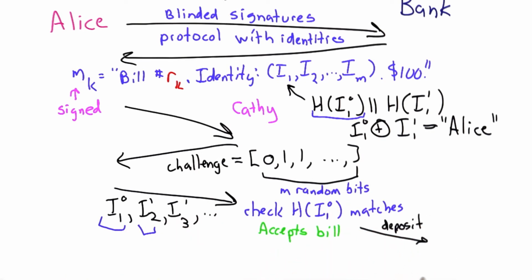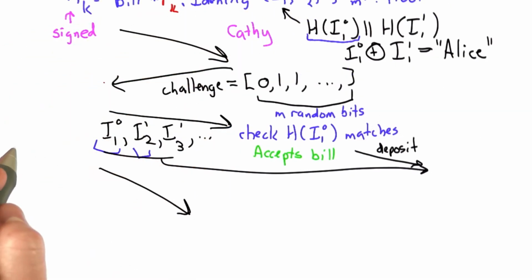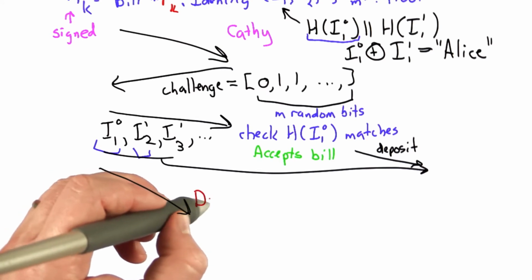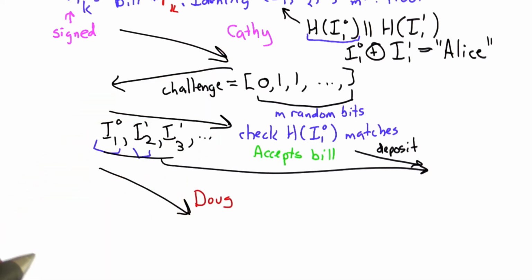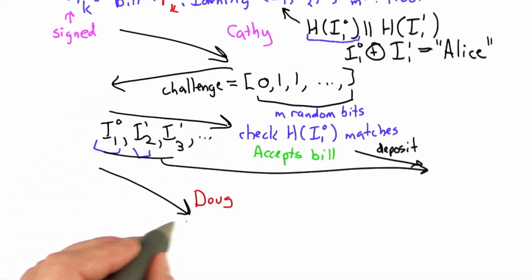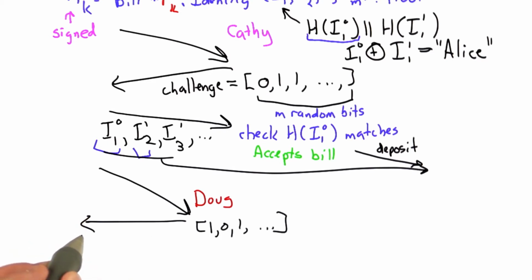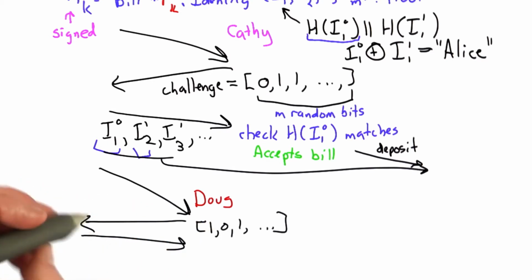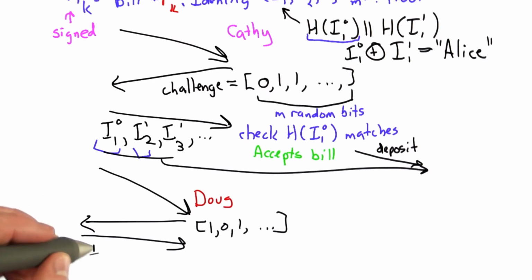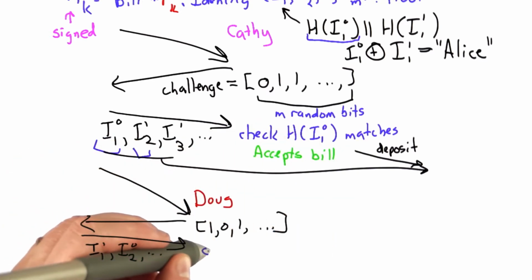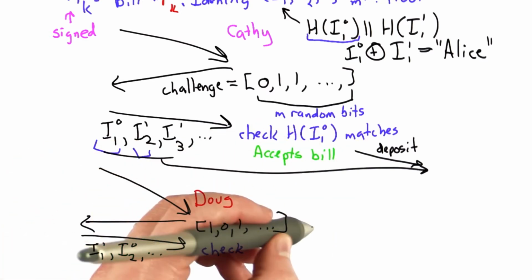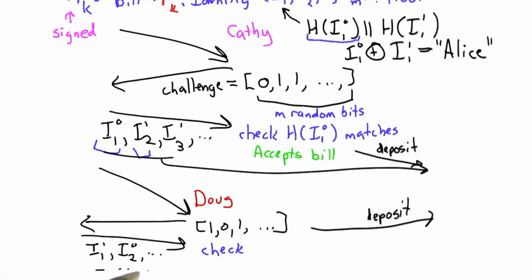When she deposits it, she sends these I values to the bank. So suppose Alice tries to spend the bill again. This time she'll send it to Doug. Doug will do the same protocol. He'll make a challenge, send that challenge to Alice, and get back the I values, but they'll be the ones corresponding to his challenge, and he'll do the same check before accepting the bill. And now Doug can deposit the bill, sending along the same I values.